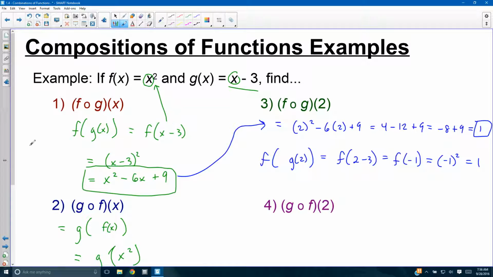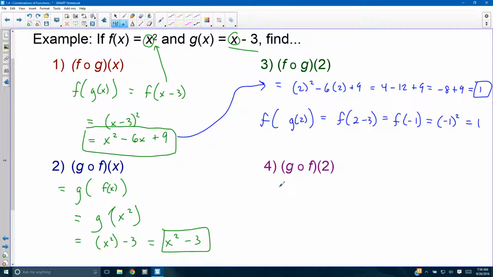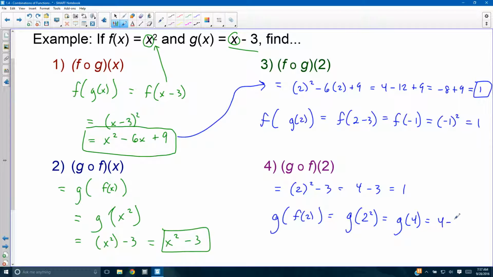That takes some time. And g of f of 2, doing the same idea here, I could just do straight up 2 squared minus 3, which is 4 minus 3, which is 1. See, that one wasn't too bad. But now if I do the g of f of 2, I'll get g of 2 squared, which is g of 4, which is 4 minus 3, which is 1. So we're getting 1 for all of these things, whether it was g of f of x or f of g of x. Now, g of f of 2 and f of g of 2 were both 1.